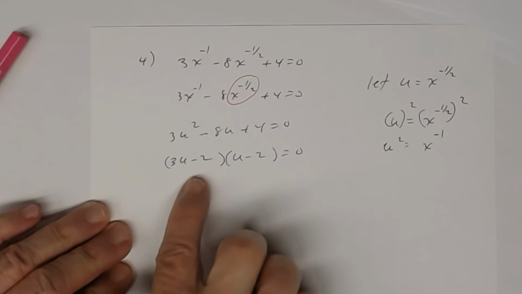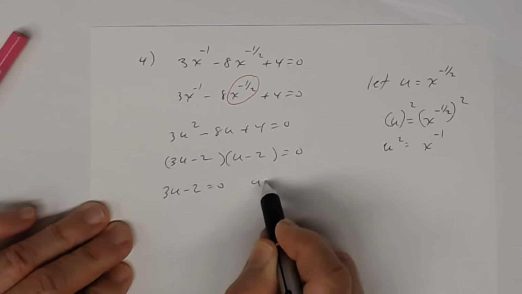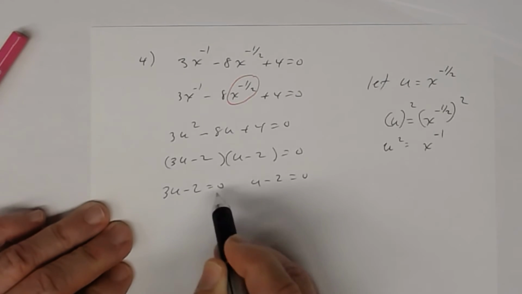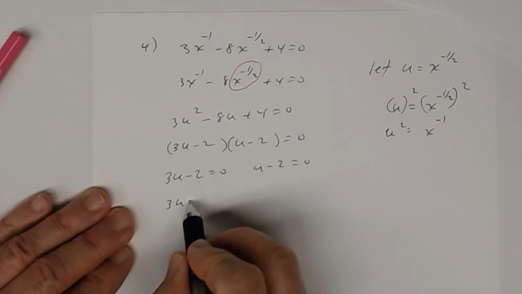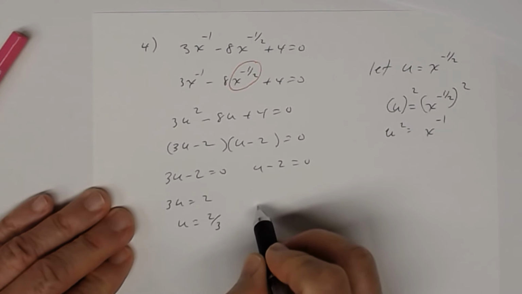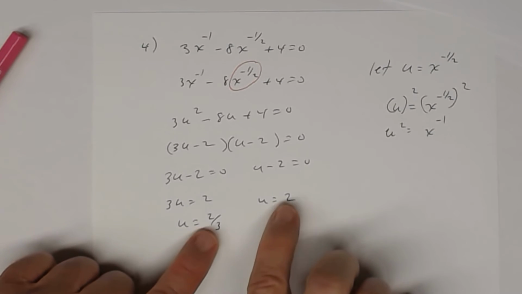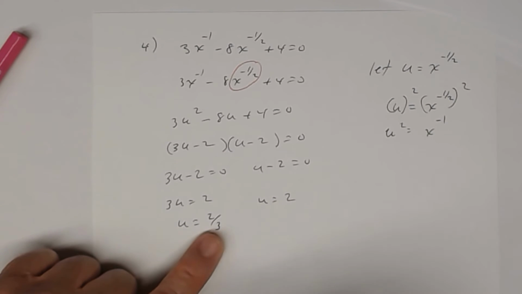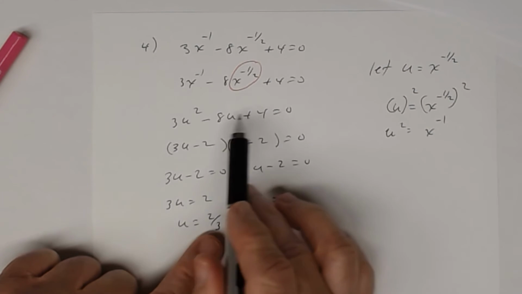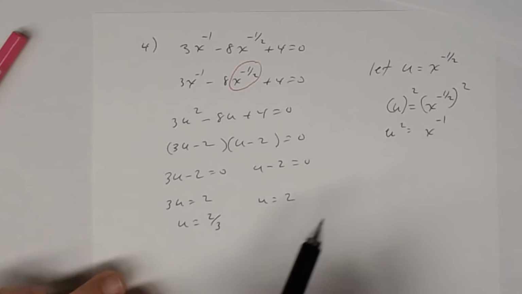Okay, so I'm going to set each factor equal to 0 using the zero factor property, and solve each of those linear equations. I get 3u equals 2, so u is 2/3. Over here, I get u equals positive 2. So these are the solutions. Now be careful. Those are the solutions to this quadratic equation in the variable u, but I want to solve for the variable x, so I have to come back and resubstitute.